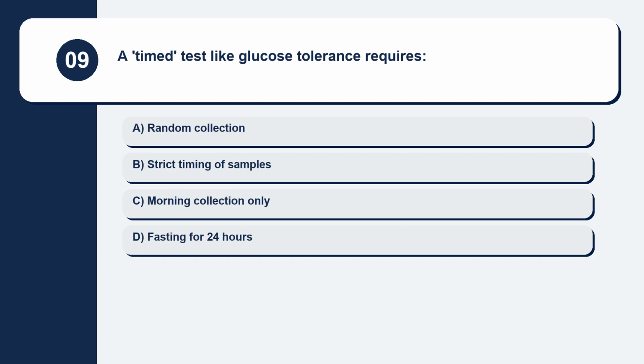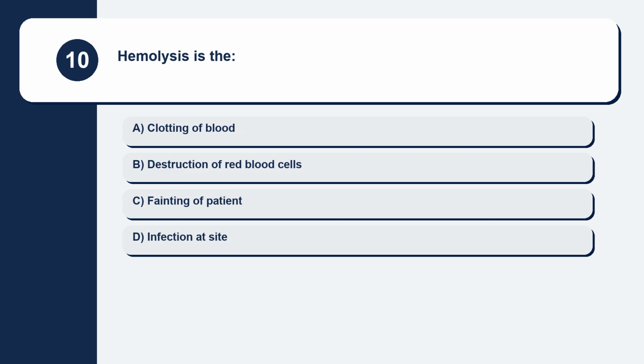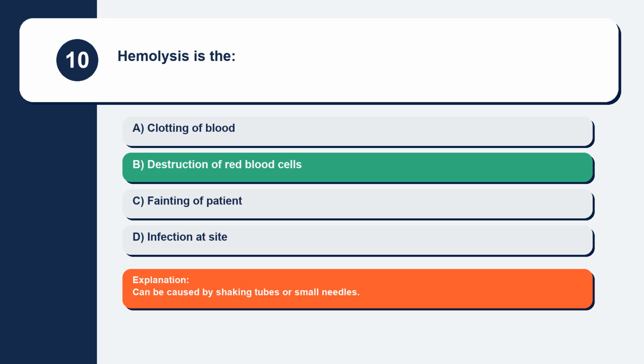Question 9. A timed test like glucose tolerance requires random collection, strict timing of samples, morning collection only, or fasting for 24 hours? Samples are taken at specific intervals. Question 10. Hemolysis is the clotting of blood, destruction of red blood cells, fainting of the patient, or infection at the site? It can be caused by shaking tubes or small needles.